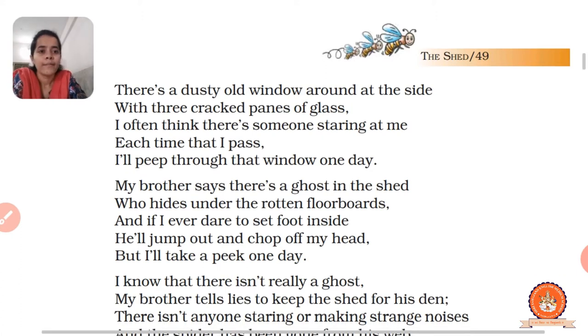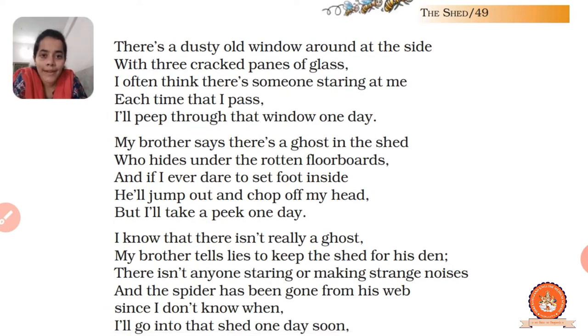Then our next stanza, my brother says there is a ghost in the shed. Now in this stanza, as of now we saw the two stanzas, right? There was only one person, you can say the poet, the speaker itself, okay? Now in this stanza, they are mentioning the poet's brother, okay? So the poet's brother always tells the poet that there is a ghost inside this shed, who hides under the rotten floorboards.